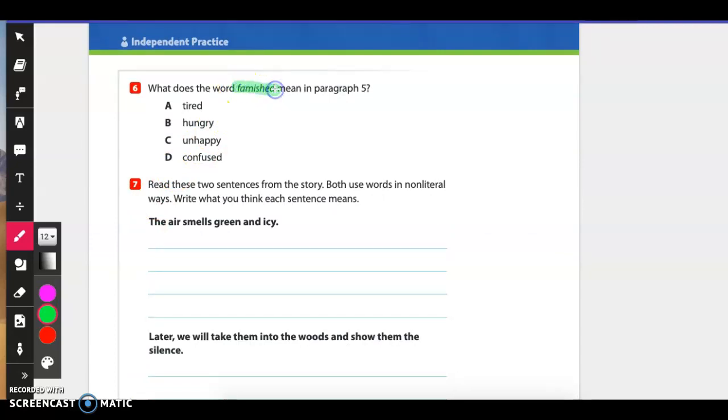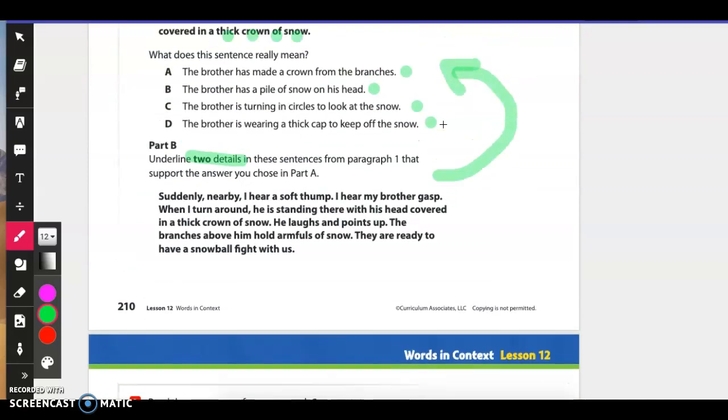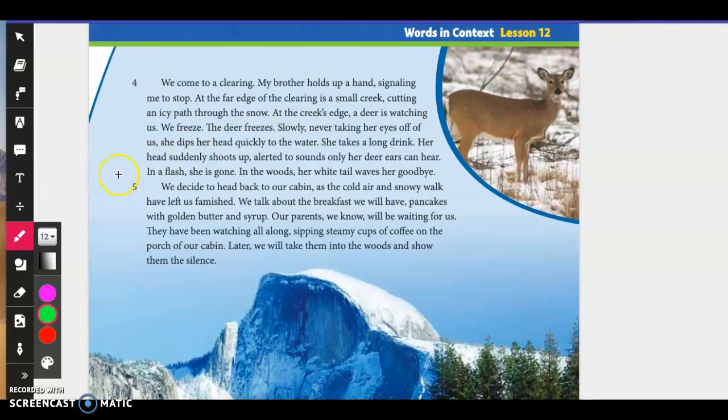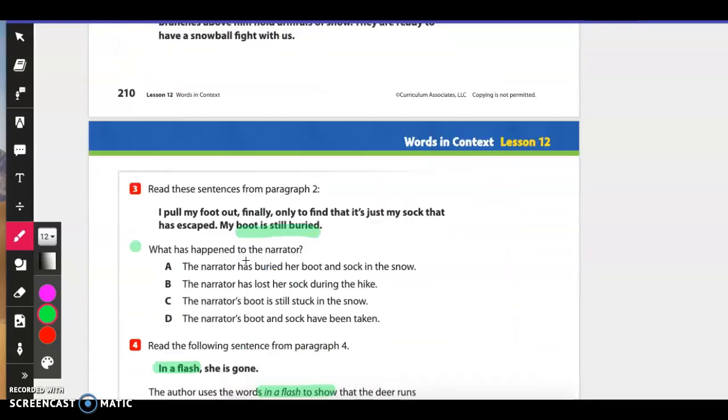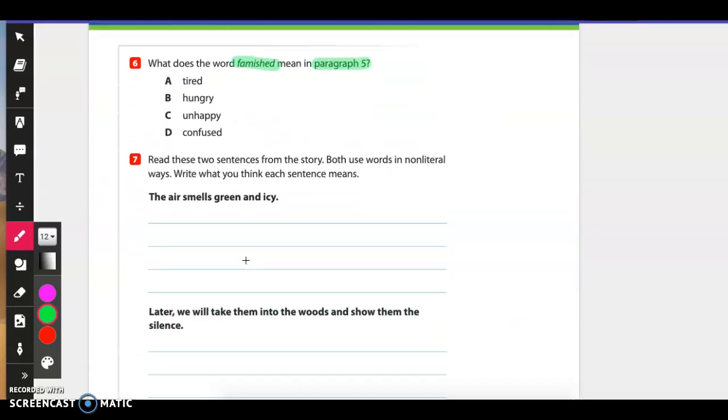What does the word famished mean in paragraph 5? So you should go back to paragraph 5 in the story, find the word famished, and read that sentence to help you understand famished. Read the next sentence also to help you understand the word famished. And choose your answer for number 6.